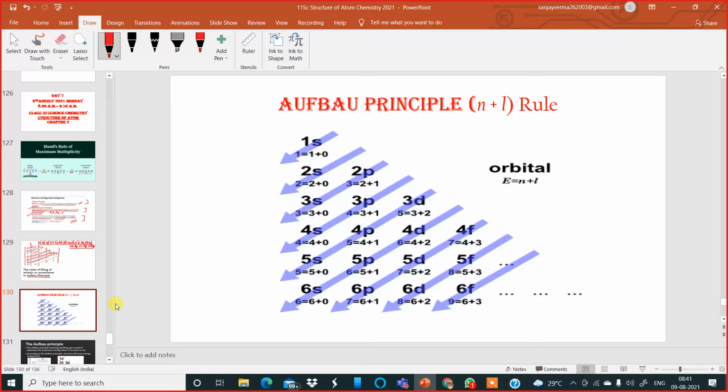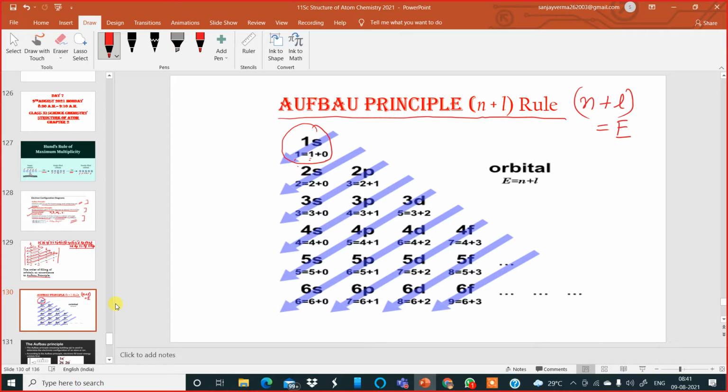Okay. Now, in this slide, I will explain the Aufbau principle, introducing you to the n plus l rule. The n plus l rule gives us the energy of a particular orbital. Now, watch very carefully over here. For the 1s orbital, the energy is 1 because for the 1s orbital the value of n is 1, the value of l is 0. So 1 plus 0 is 1, energy is 1.